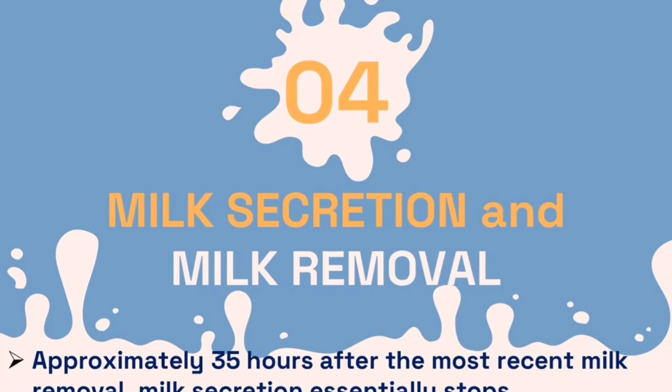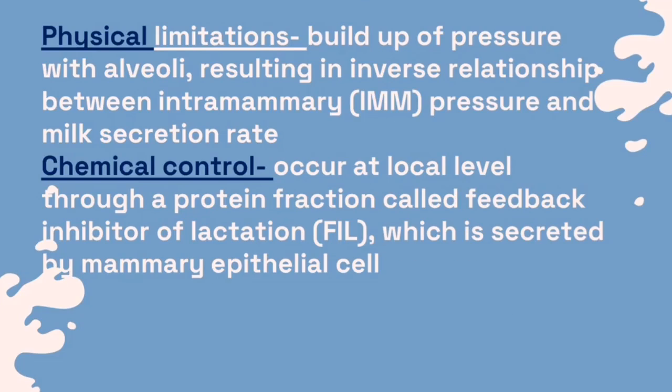Milk secretion. Approximately 35 hours after the most recent milk removal, milk secretion essentially stops. So it has physical limitations, which is the buildup of pressure within alveoli, which results in an inverse relationship between IMM pressure and milk secretion rate, and chemical control, which occurs at the local level through a protein fraction called feedback inhibitor of lactation, which is secreted by mammary epithelial cells.